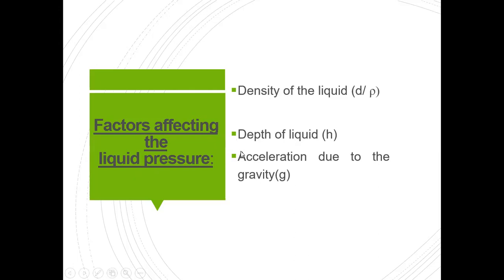When there is vertical downward motion, there will be a direct effect of acceleration due to gravity. And if the acceleration due to gravity increases, the liquid pressure also increases. So these are the main three factors on which liquid pressure depends: density, depth, and acceleration due to gravity. Any questions related to this?